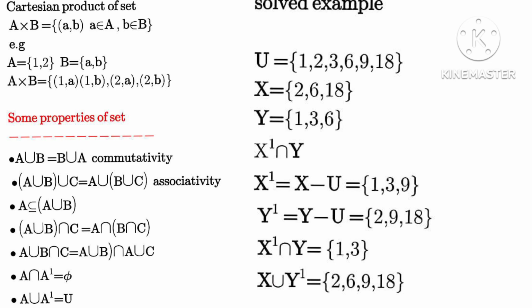Now we have a solved example here. We have our universal set, we have our x, we have our y, and we're asked to look for x prime intersection y and x union y prime. So we have our final solutions to this. It's very straightforward. So that is it. So we take the last example on Venn diagram now.